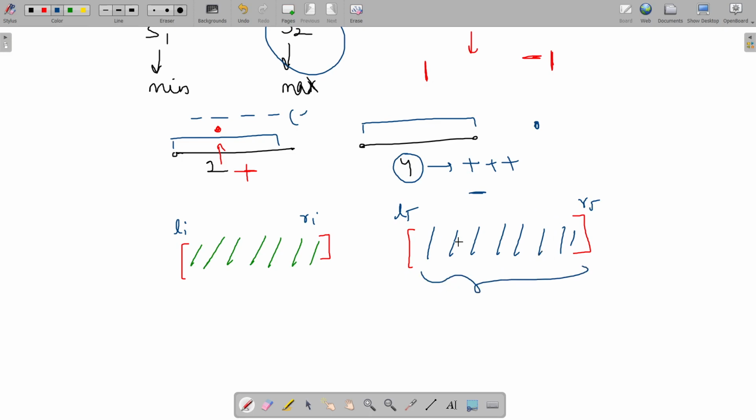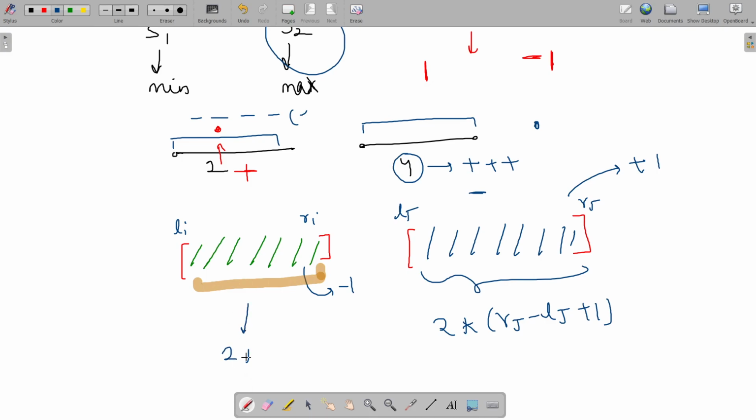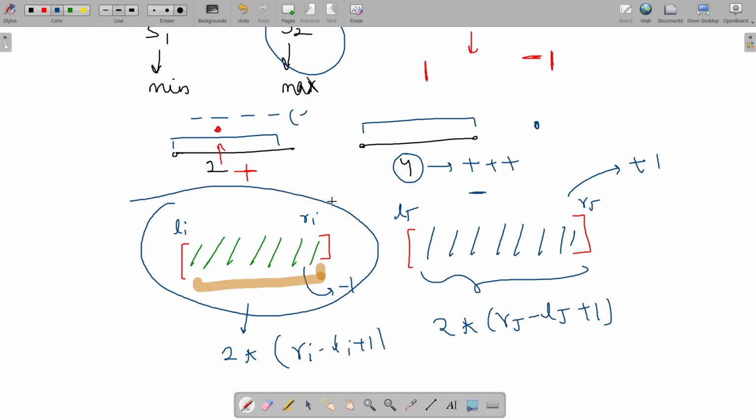Okay, so what will happen is every time you ask a question, this guy's score will increase by +1 and this guy's score will decrease by -1. So the final score will be 2 times Rj minus Lj plus 1. Or if you had only asked questions in this range, okay, then the score would be 2 times Ri minus Li plus 1. Please note that we are only considering two students right now. We are not concerned about the others.